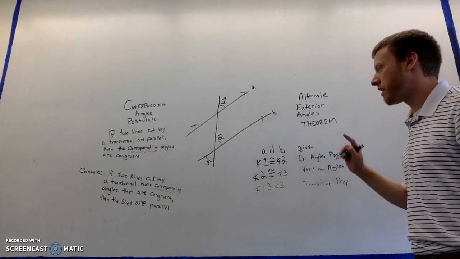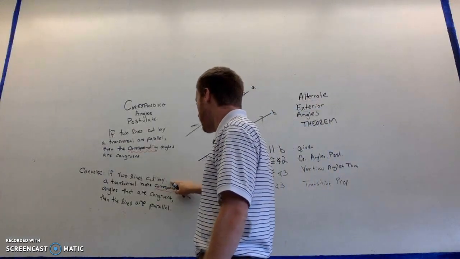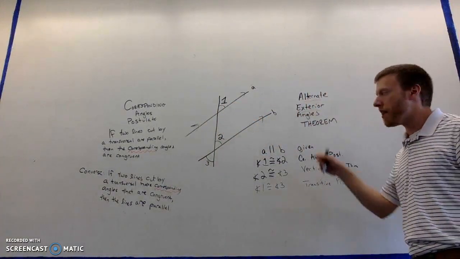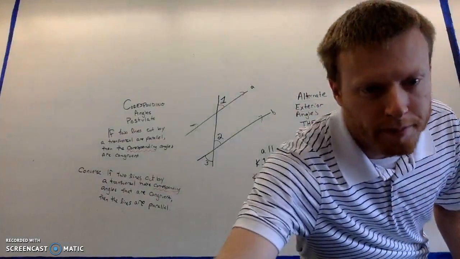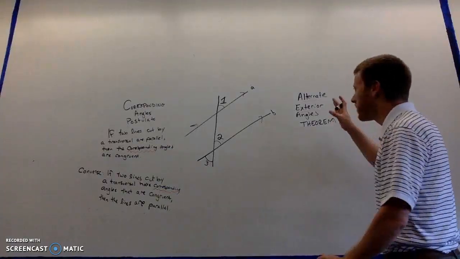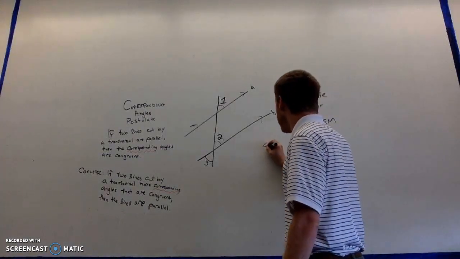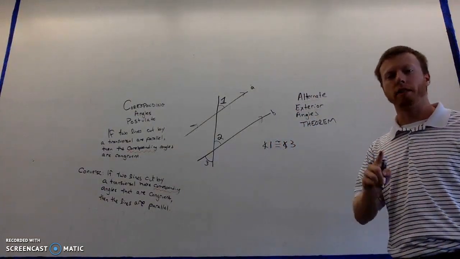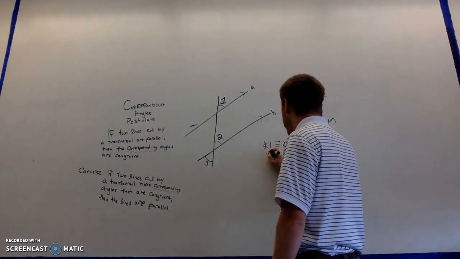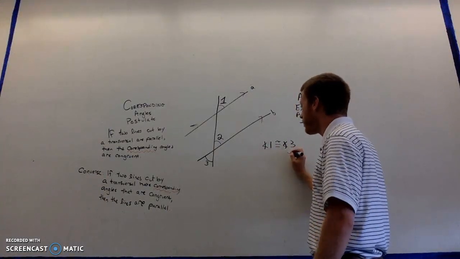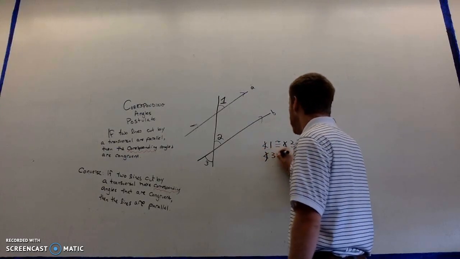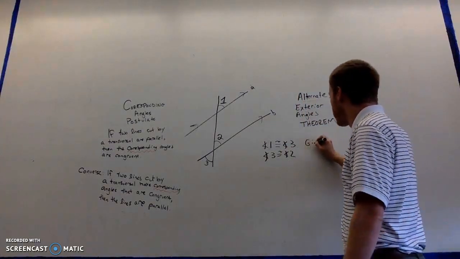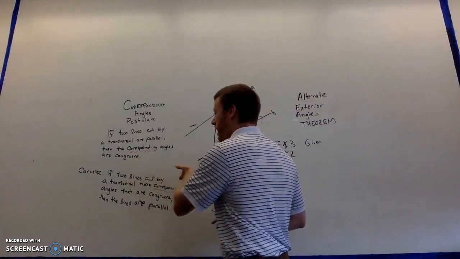Now let's go the other way. Let's say the lines themselves have alternate exterior angles that are congruent, then the lines must be parallel. Okay, this time we know that the alternate exterior angles are congruent. That's what's given. We're trying to prove that the lines themselves must be parallel. So we've got 1 is congruent to 3. This was given. The given portion, remember, is the hypothesis.